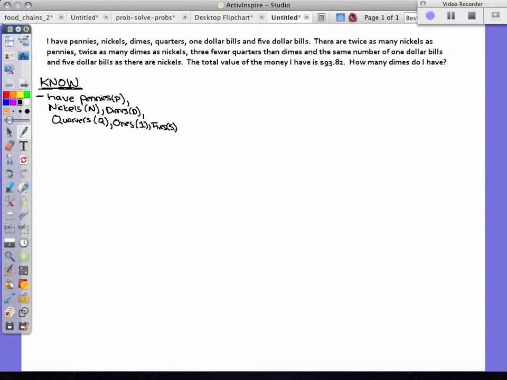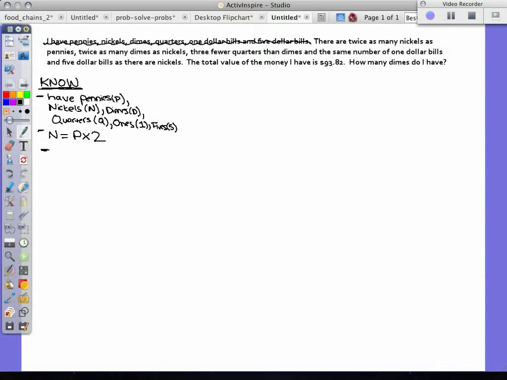Now let's look at our next relationship. And as I do this, you can pretty much get rid of the information because I'm having it in my note chart. So I'm not even going to need to reread the problem. There are twice as many nickels as pennies. Let's think about the mathematical relationship. I'm not going to write twice as many nickels as pennies. I'm going to just write nickels equals pennies times 2. N equals P times 2.